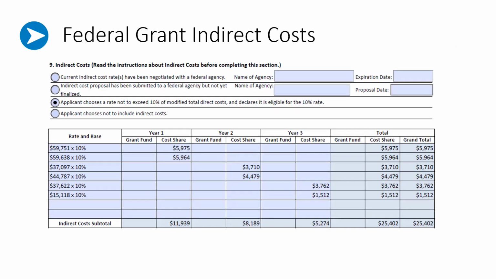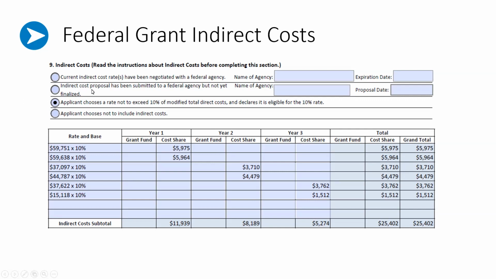Taking a look at a grant example here for indirect costs. This is a federal grant example. And notice on the indirect cost section, they have a checkbox here. You can check that you have a current indirect cost rate that's been negotiated with a federal agency. If you do have a negotiated rate with one agency, it's accepted by other federal agencies. And it's usually good for up to 3 years, I believe.